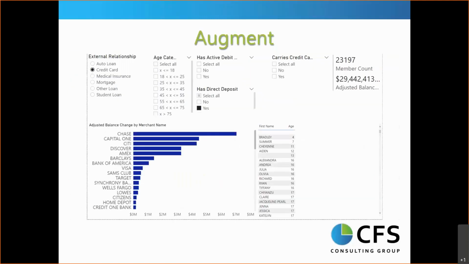We also augment data. So for instance, you already have transactional records that tell you where members already have a relationship with other institutions. This is something that you already have. But mining out that information and knowing what those relationships are can be very, very challenging. We have a model that augments your member records with that transactional data that you already have that helps you see those relationships with other financial institutions.